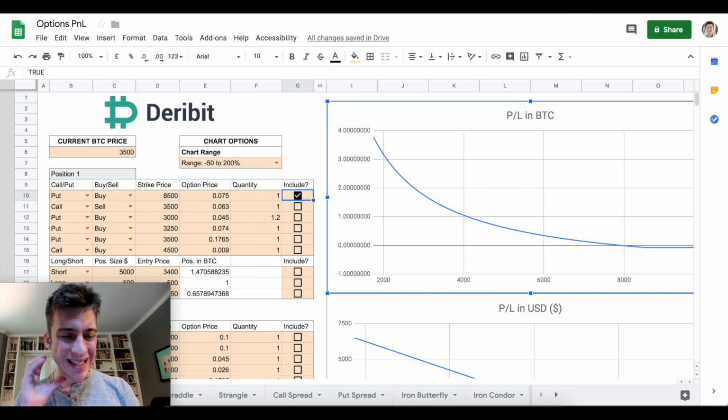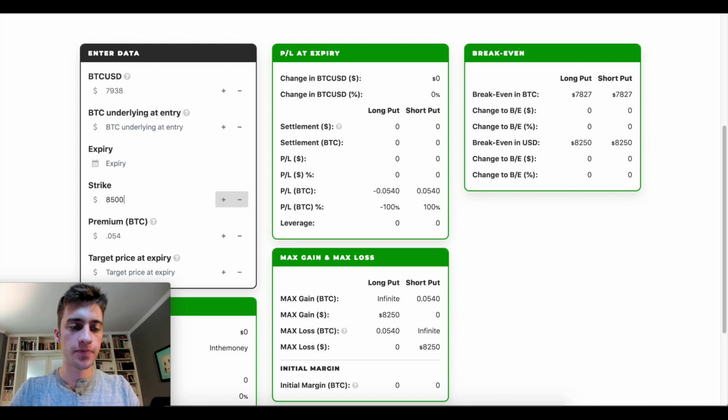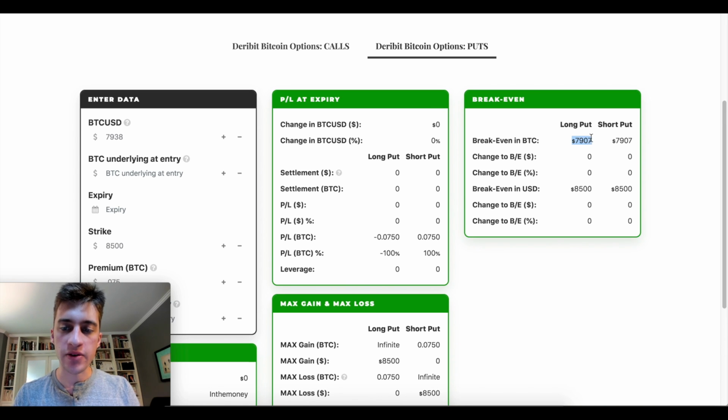Now, if we want to find the exact price of our break even, which can be very important, let's go to 8,500 and let's type in 0.075. Your break even is 7,907, meaning that if price settles below 7,907 on your long put, you have made money.